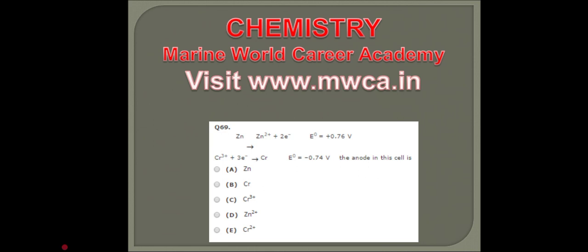Question number 69. A chemical reaction is given. The anode in the cell is: option A, Zn, option B, Cr, option C, Cr3+, option D, Zn2+, option E, Cr2+.